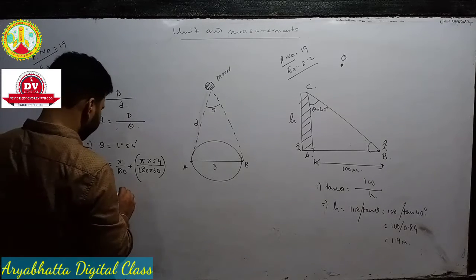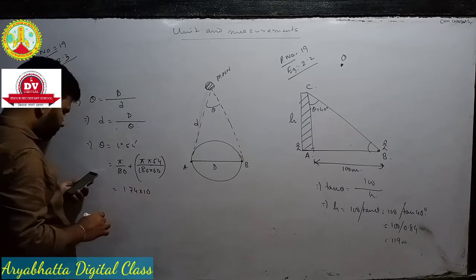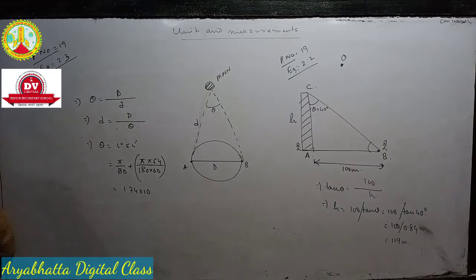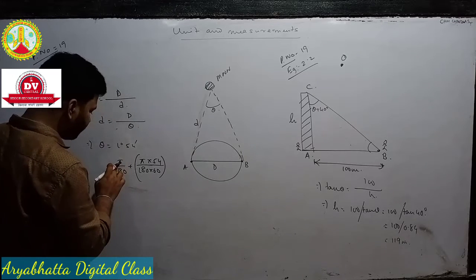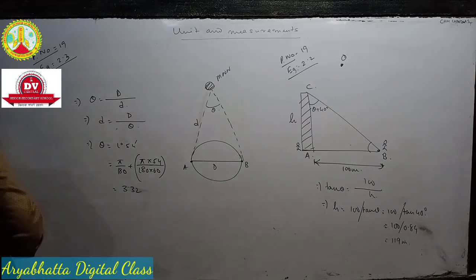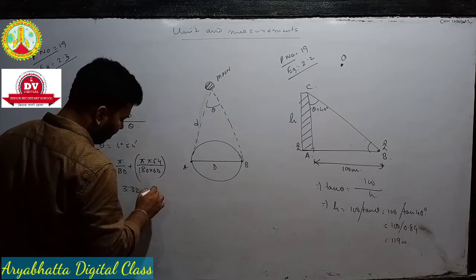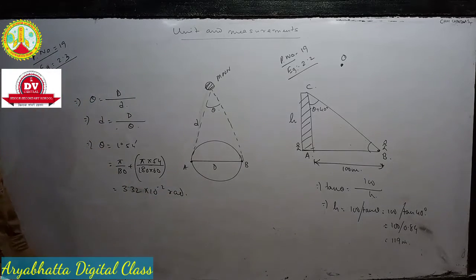So this is 1.74. If you do this calculation, your answer will be 3.32 into 10 to the power minus 2. You do the calculation by taking pi equal to 3.14. Then you will get 3.32 into 10 to the power minus 2. Okay, these conversions are critical, so it is in radian.